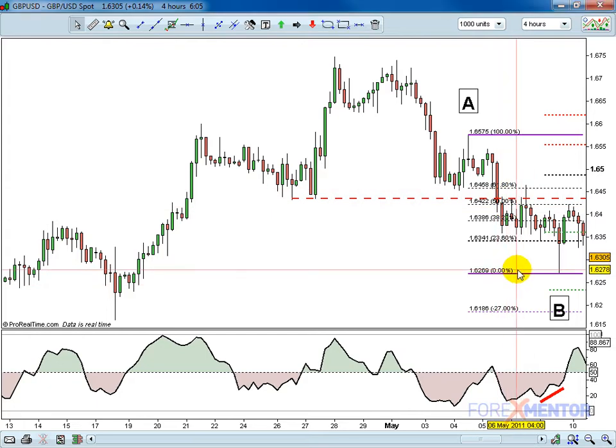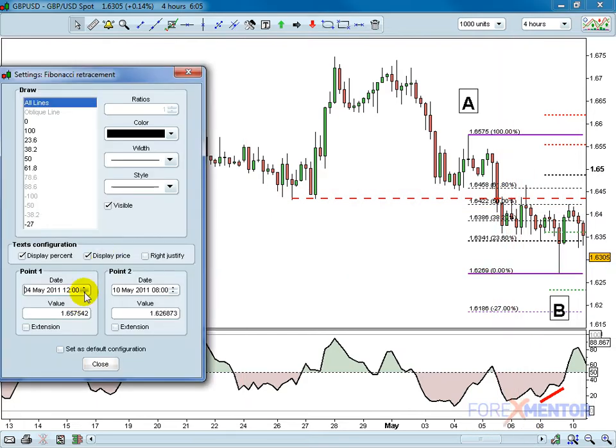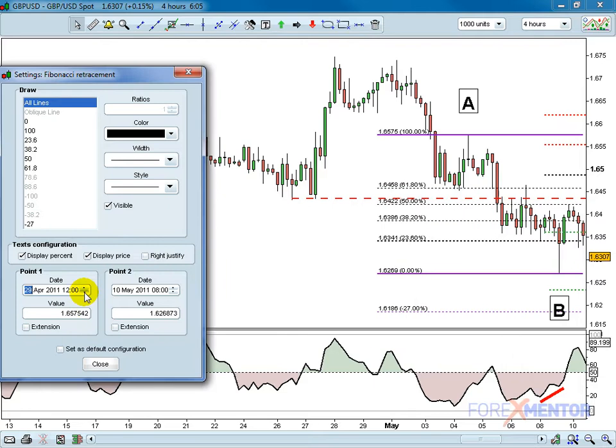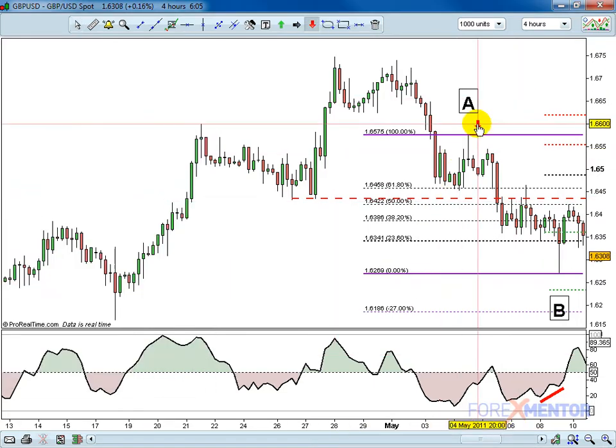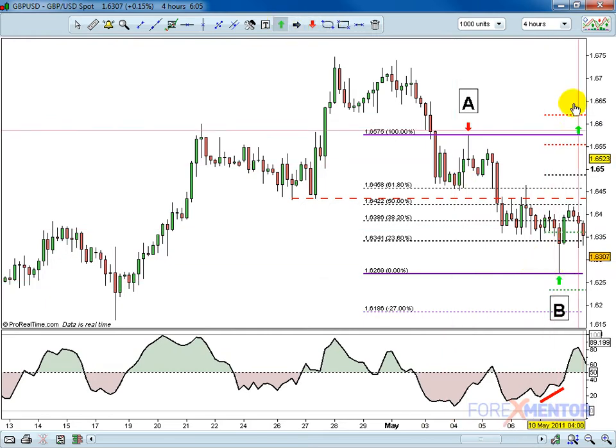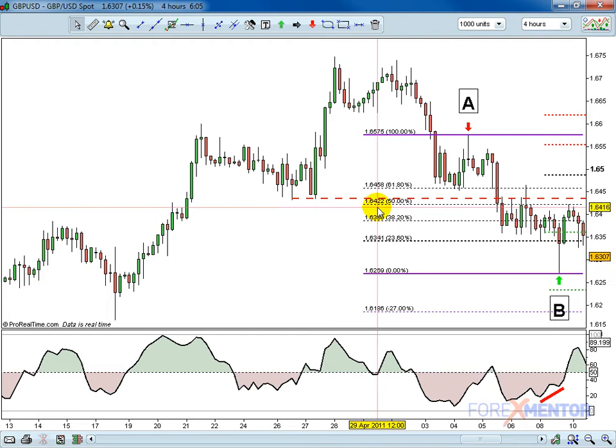I apologize, it's probably a little hard to see all this. These examples start to get a little bit messy. So we're just going to extend those levels out, but you can recall that that was our swing point A and that was our swing point B. So those arrows at least show us the actual connection points. And we've got the different Fibonacci levels.